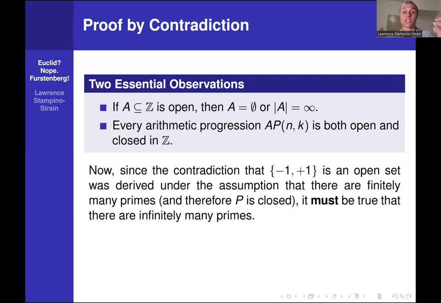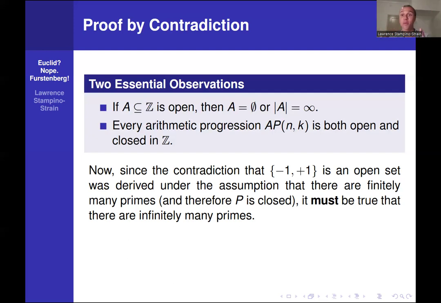So now, since the contradiction that {-1, +1} is an open set was derived under the assumption that there are finitely many primes, and therefore P is closed, right? Because the finite union of closed sets is closed, right? And we're saying that the union of the A_{P,0}'s is closed, which is P. It must be true that there are infinitely many primes, right?